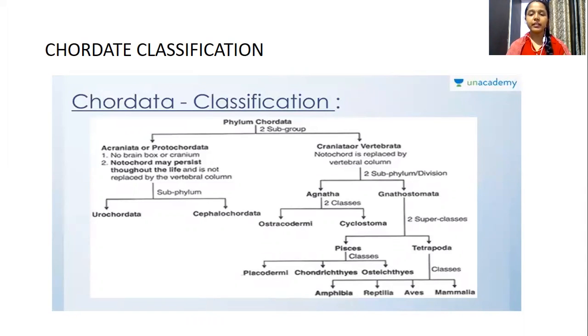Agnatha is again classified into two classes, that is ostracoderms and cyclostomes. Ostracoderms include several extinct orders of ancient, primitive, heavily armored Paleozoic world's first vertebrates. Those are collectively called ostracoderms. Examples are Pteraspis and Thelodus. These are extinct individuals which were armored by heavy scute-like structures. Next are the cyclostomes.